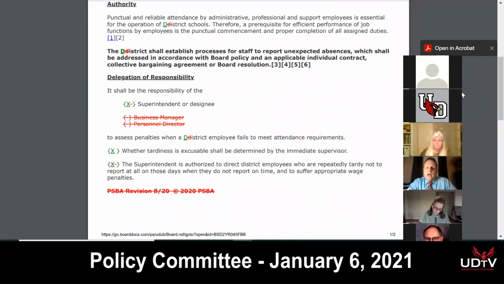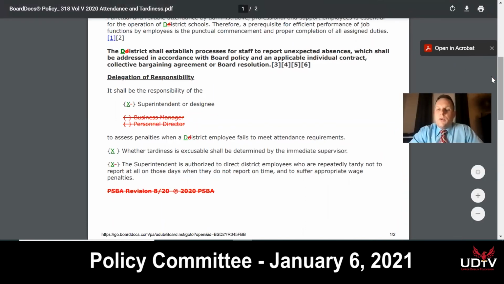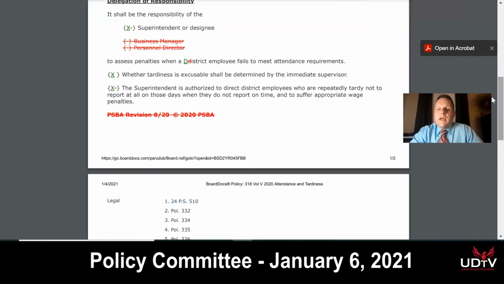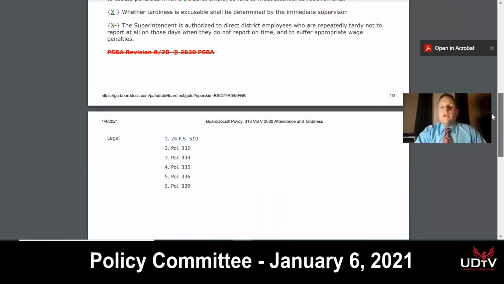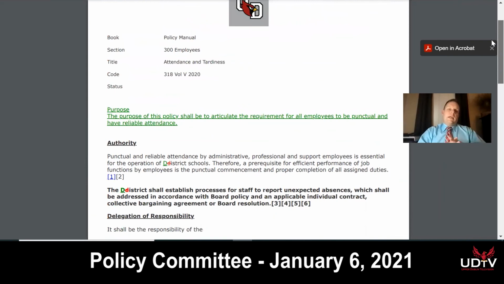If you look underneath there, it talks about penalties. Whether tardiness is excusable shall be determined by the immediate supervisor, and the superintendent is authorized to direct district employees who are repeatedly tardy not to report at all on the days when they do not report in time, and suffer appropriate wage penalties. The good news is we don't have attendance and tardiness problems by and large in our district, but this policy really just encapsulates what the expectations are. And this policy does align with our collective bargaining agreements and individual contracts.